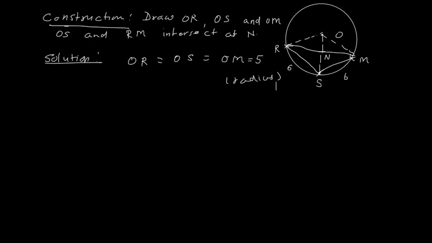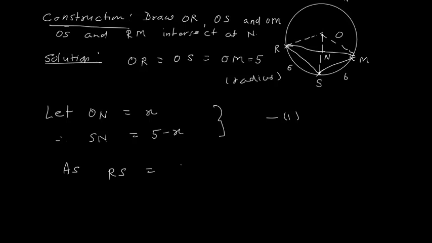Now let us consider this distance ON as x. So therefore this distance SN will become 5 minus x. Okay, so this I will consider equation 1. Now I have joined this OS. Now this chord RS and chord SM, they are equal in length, so they will subtend equal angle at the center. So here I will say that RS is equal to SM is equal to 6.